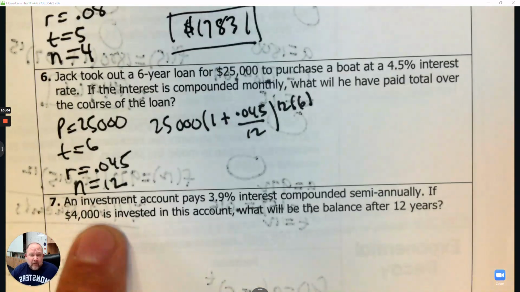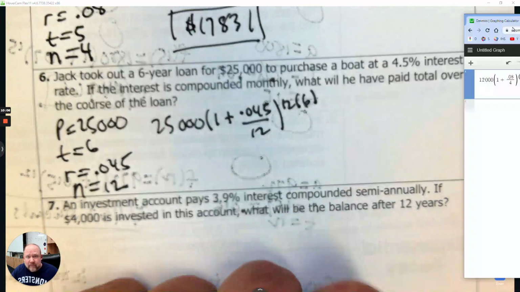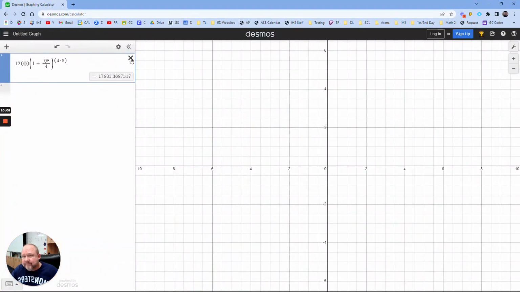So again, we're just using that formula, plugging in the numbers, and then going to Desmos, and then calculating it. So 25,000, 1 plus 0.045, divided by 12 to the exponent 12 times 6. So I'm going to go 12 times 6. And it's $32,733. Beautiful. All right, number 7.